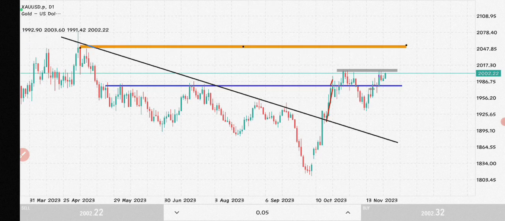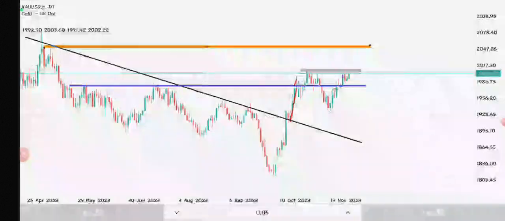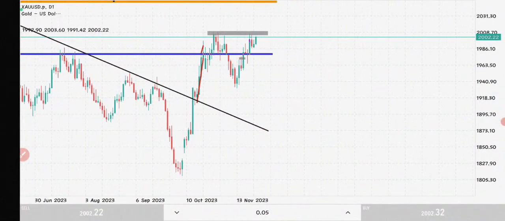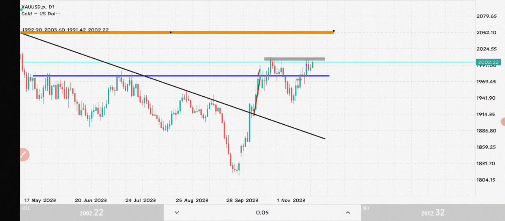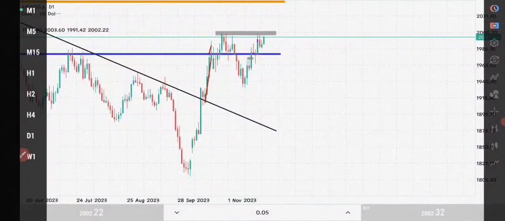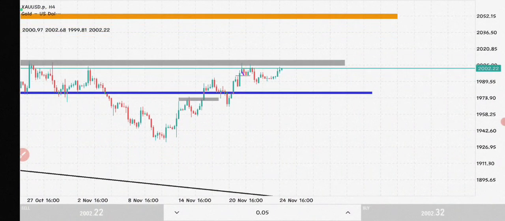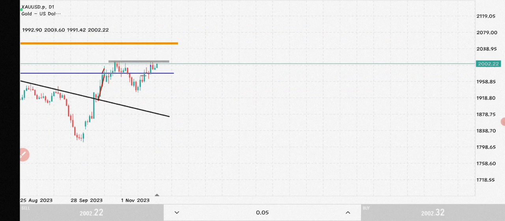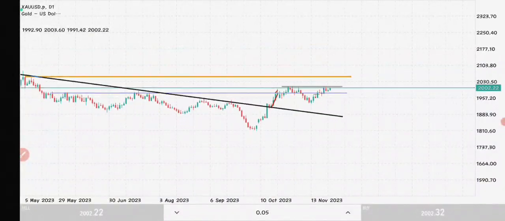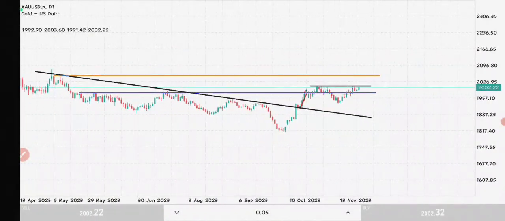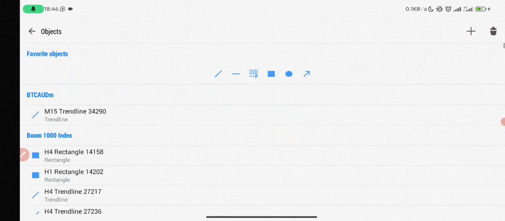You get it? So if it breaks these highs that we are seeing here, then we are expecting the market to hit around 2040, or thereabout, 2050 rather. That's what we're expecting. But we have to go down to the lower time frame to actually see clearly what is really happening in the market.